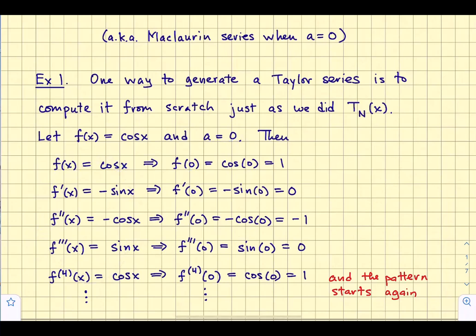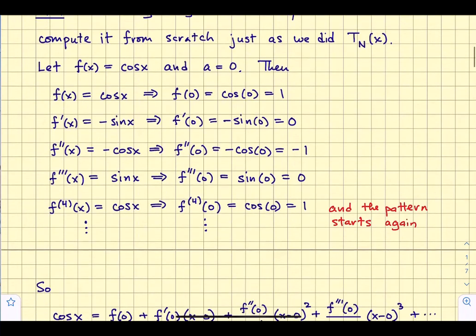So f of 0 is cosine of 0, so we get a 1. F prime of 0 is minus sine of 0, so we get a 0. F double prime of 0 is a minus 1. F triple prime of 0 is a 0. And we just keep on computing as many of these as we need in order to generate a pattern. Now in this particular case, since we're cycling through sines and cosines and their negatives, we eventually reach a pattern to where each of these numbers starts to repeat.